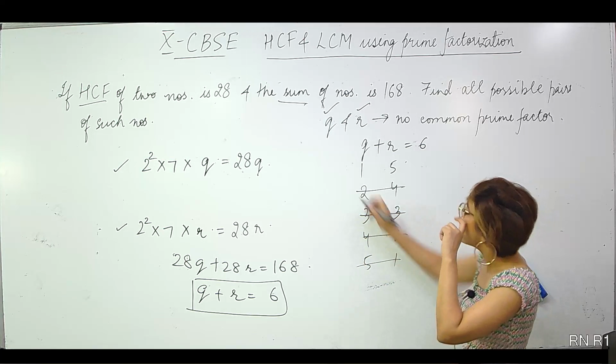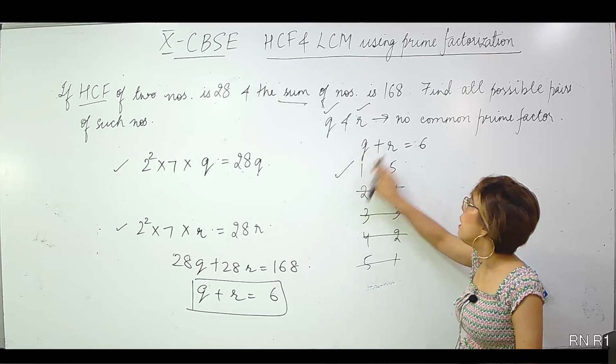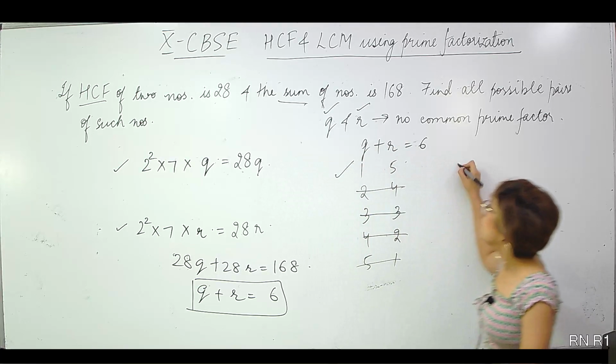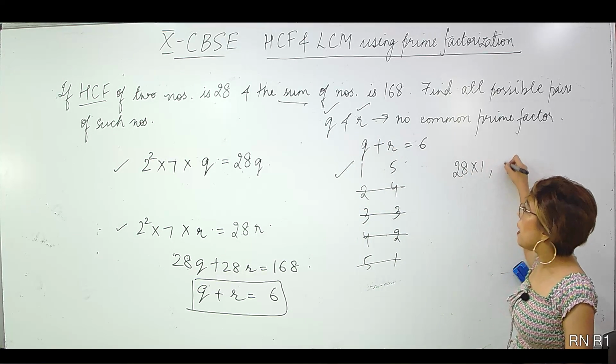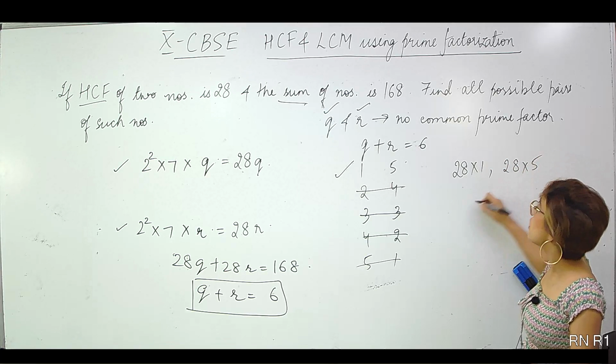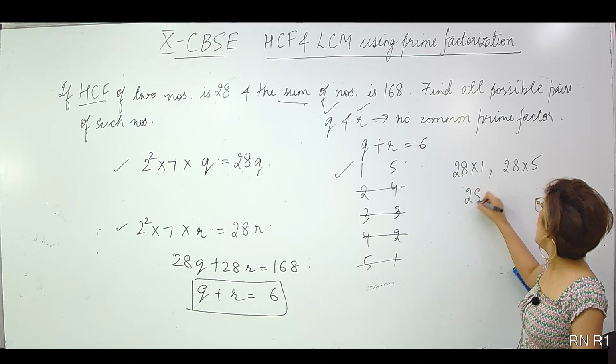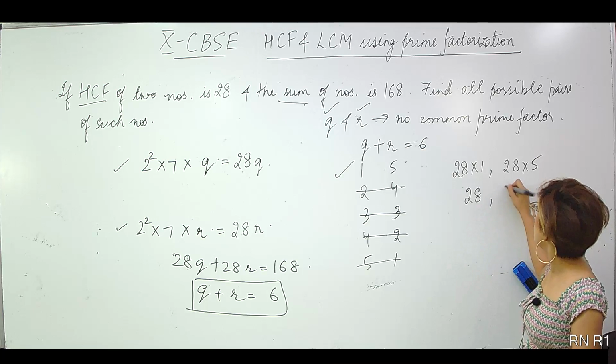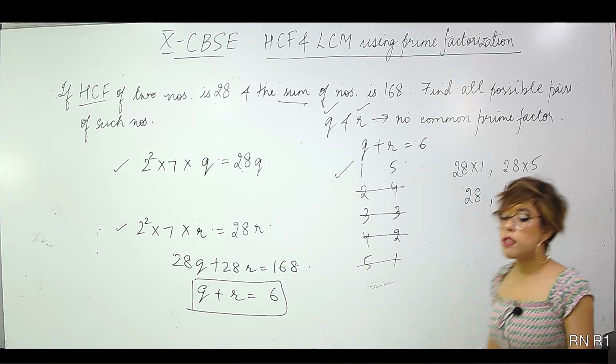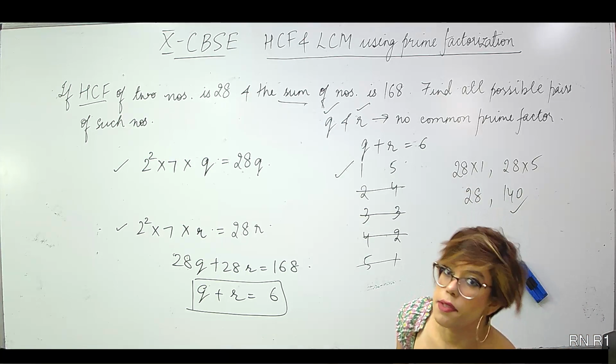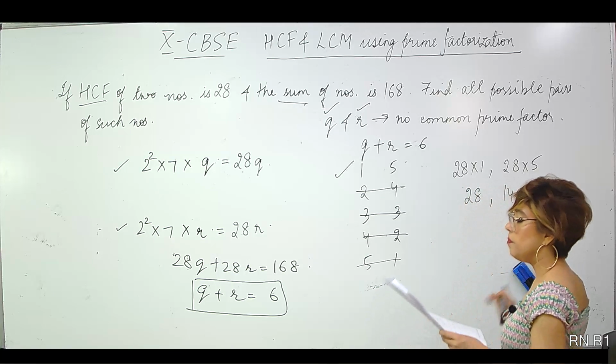So in this case, just one thing is possible. So Q is 1, R is 5. So my numbers are 28 into 1 and 28 into 5, which is the answer. So 28 and this is 140. One pair of numbers. Right, on to the next one.